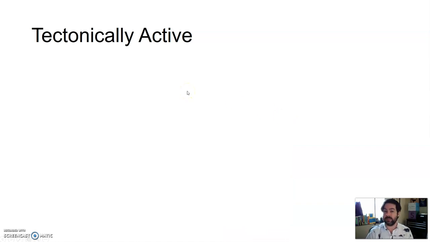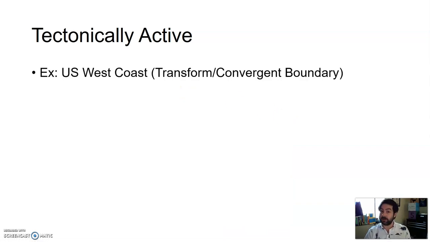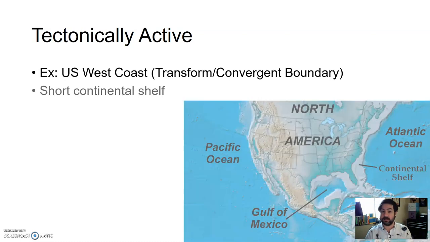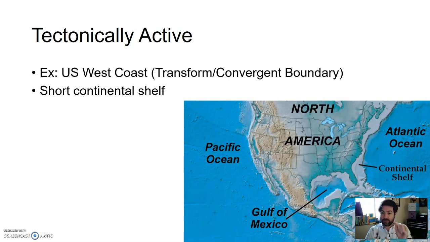But then you have the opposite of that, the tectonically active margins. For example, the west coast of the U.S. It is right on or near a transform and/or convergent boundary, depending on where you're at. It has a very short continental shelf.